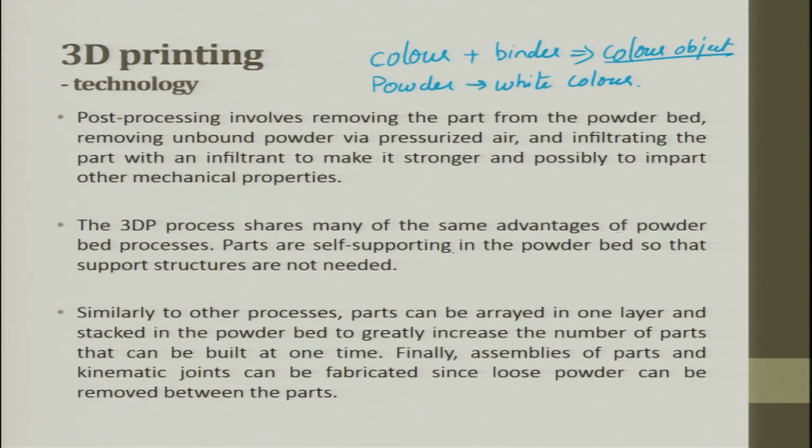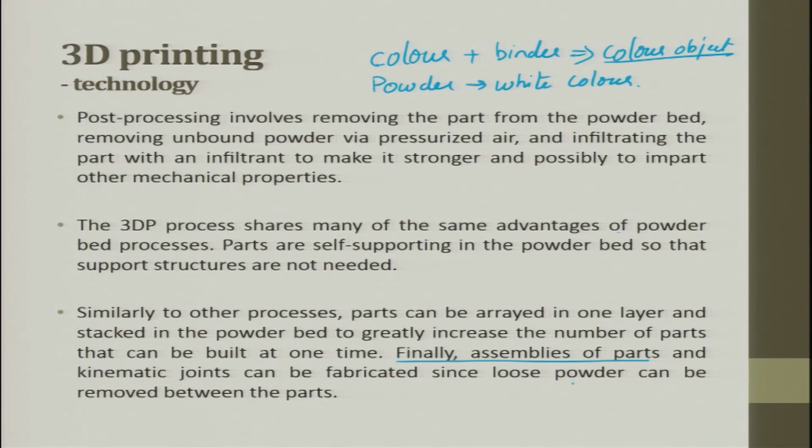Parts are self-supporting in the powder bed, so that supporting structures are not needed. Similar to other processes, parts can be arrayed in one layer and stacked in the powder bed to greatly increase the number of parts that can be built at one time. Finally, assemblies of the parts and kinematic joints can be fabricated, since loose powder can be removed between the parts. Okay. So, this is very important.